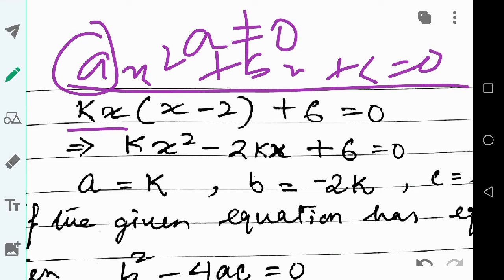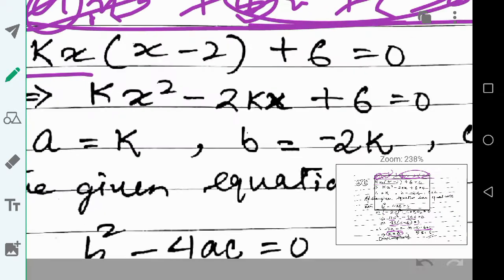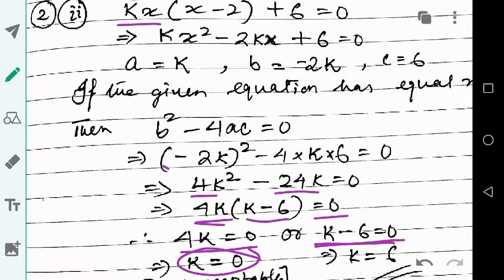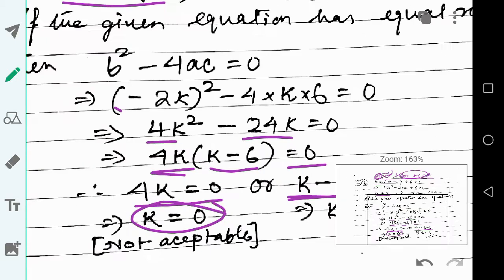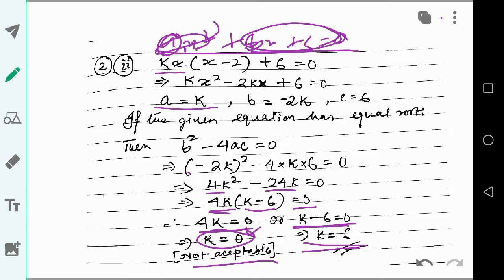A is not equal to 0, because if a is equal to 0, then 0 into x square, this term will be 0. Then the equation will be reduced to bx plus c is equal to 0, but it is not a quadratic equation. So in a quadratic equation, the value of a cannot be 0, as a is equal to k here, so k is equal to 0 is not acceptable. So that's why the acceptable value of k is 6, for which this equation will have two equal roots. So that's how we can solve. Hope you have understood this.